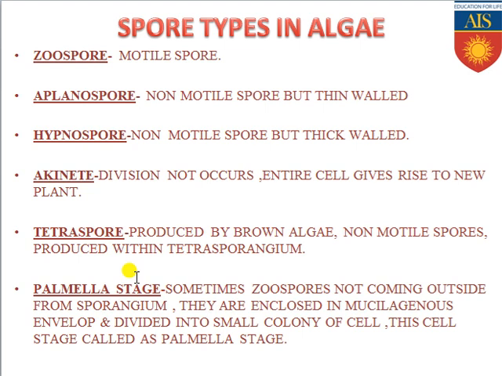Next, there is another stage commonly known as the palmella stage. What is that? Sometimes the zoospores, that is the motile spores, do not come outside from the sporangium, that means from the spore sac in which they are produced. So they are enclosed in a mucilaginous envelope and divide into a small colony of cells, and this cell stage is commonly called the palmella stage. So whatever zoospore does not come outside from the sporangium, at that time it is enclosed within the mucilaginous envelope and makes a small colony of cells. From there this cell stage comes out, and this is called the palmella stage. It is written here.